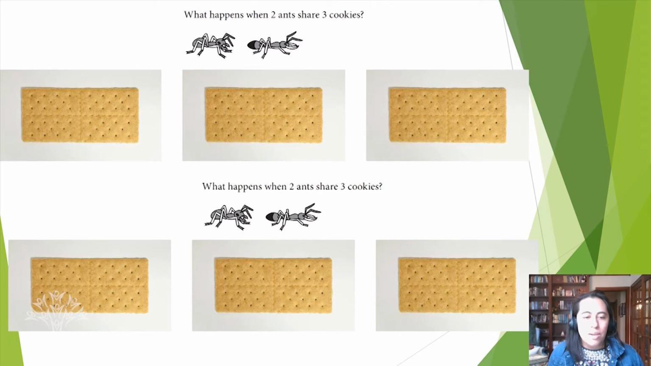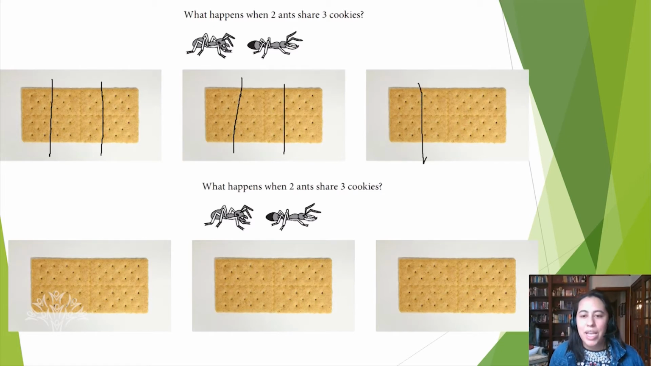So I'm going to start by trying to break some of these crackers up into thirds and see if I can share them equally between the two ants. I'm trying my best to make the parts equal. Okay, so now I have each of my graham crackers broken up into thirds. Now let's see if I can give an equal amount to one ant and to the other ant.